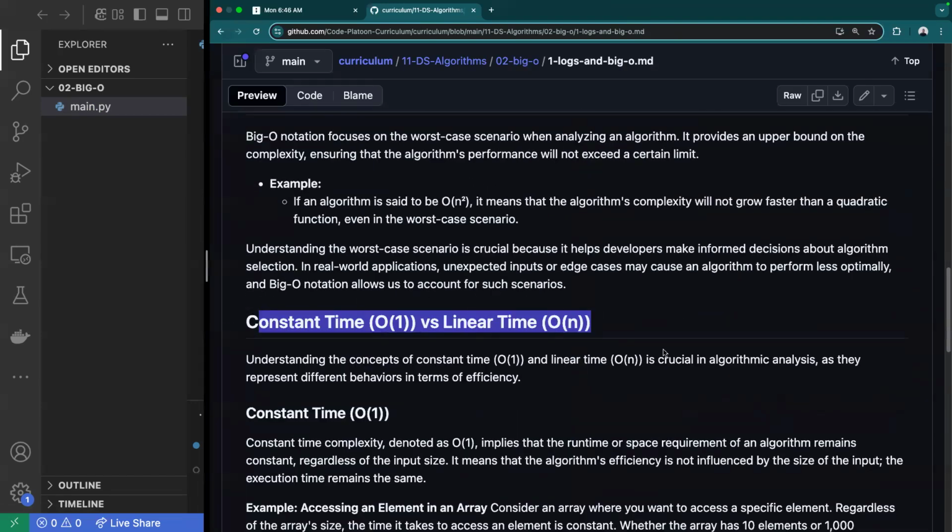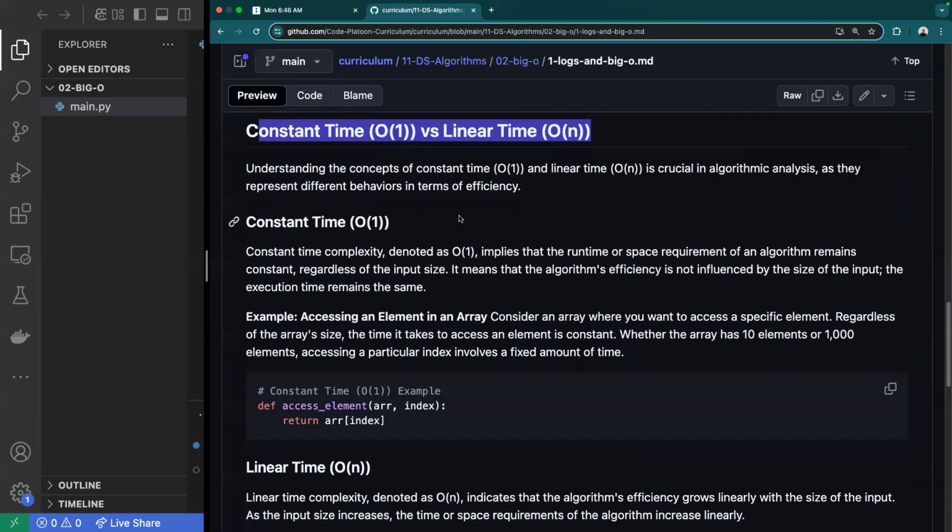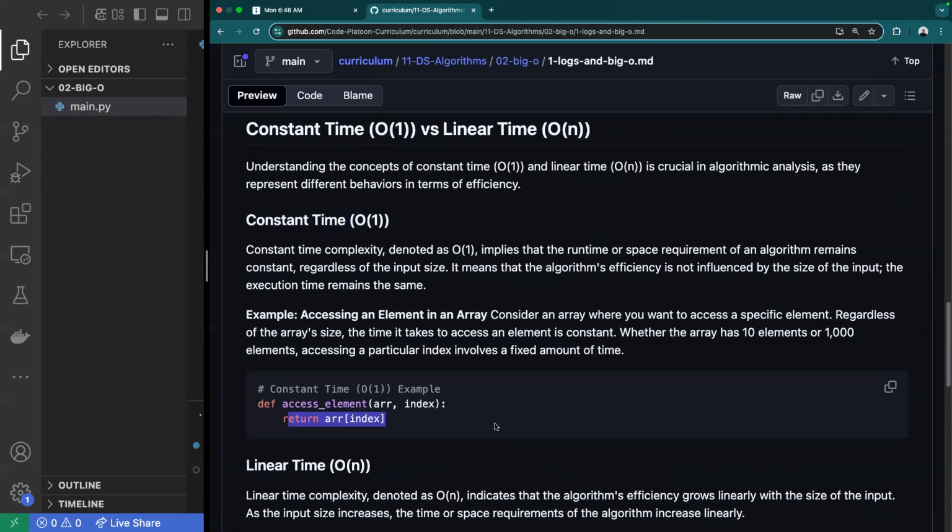So here we have a constant time, a linear time. Here's an example of a constant time. This is access an element. It's going to take in a list and an index. Well, this is just returning a specific index within that list. It's not iterating through anything, so that's a constant time.